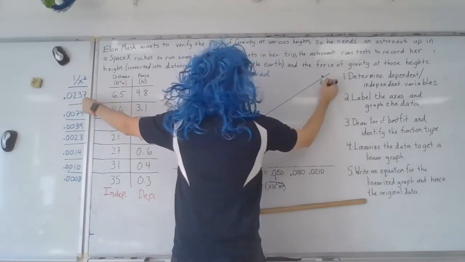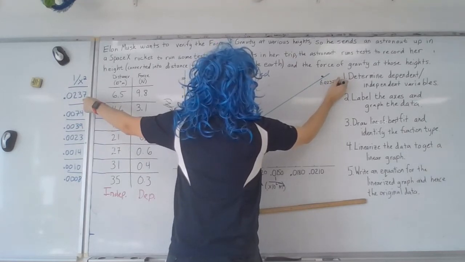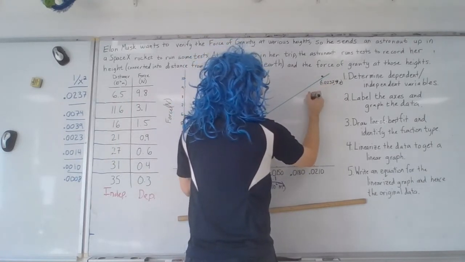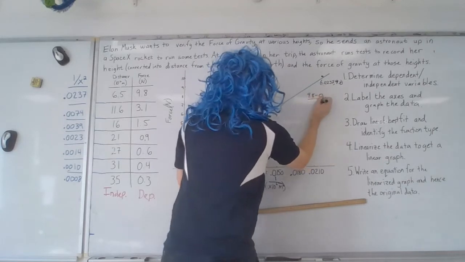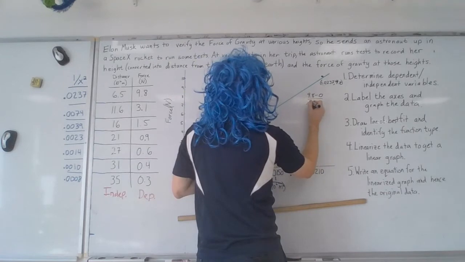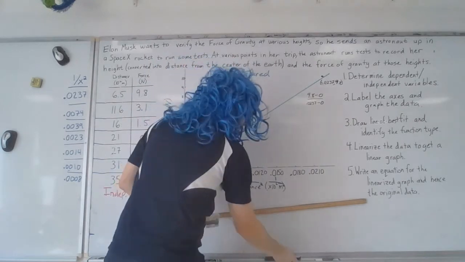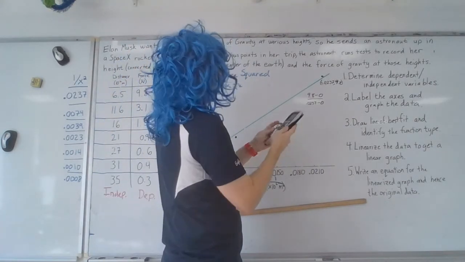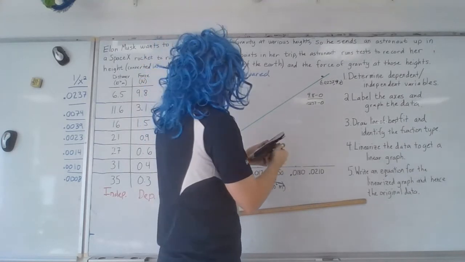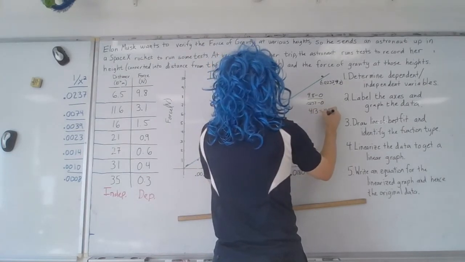Which was 0.0237, 9.8. And so we will go y2 minus y1, because my other point, remember, is 0, 0, and then x2 minus x1. And that's going to give me my slope. We punch it into our calculator here, and we get 413.5. So I'm just going to go with 413 as my slope.